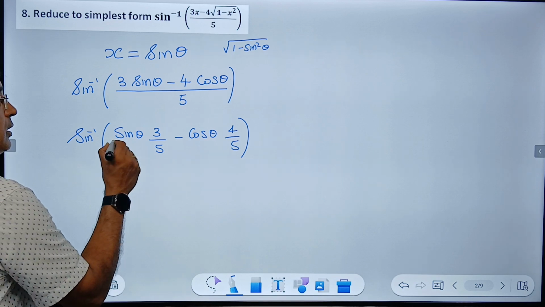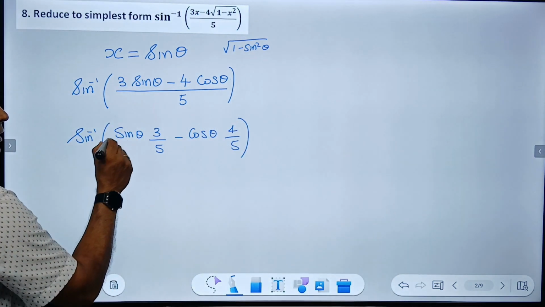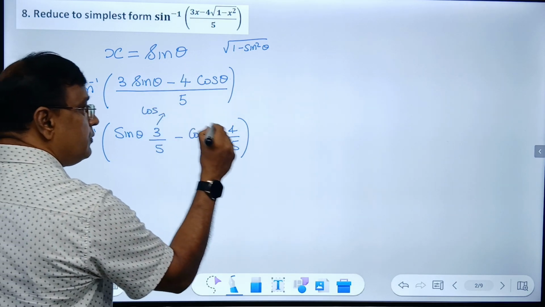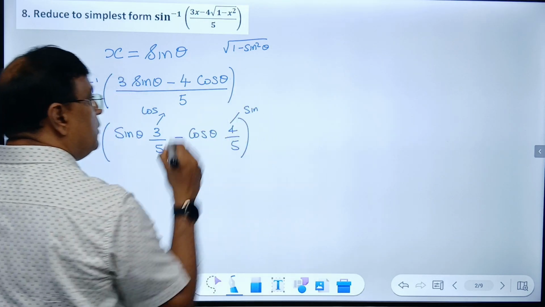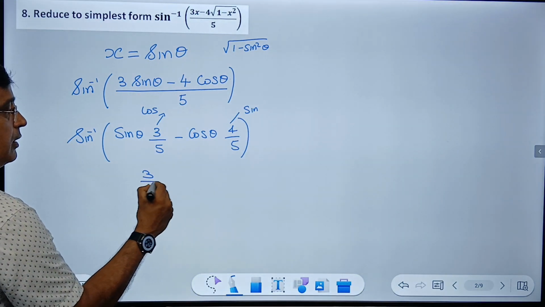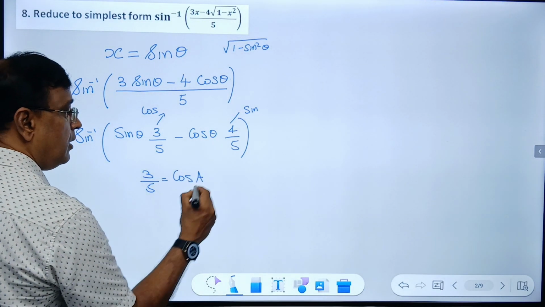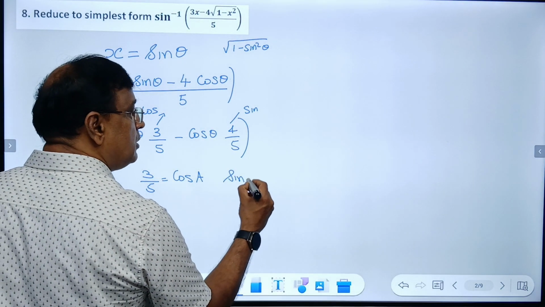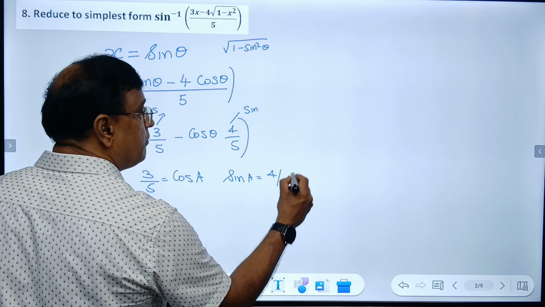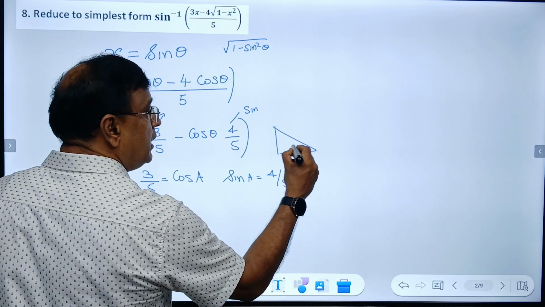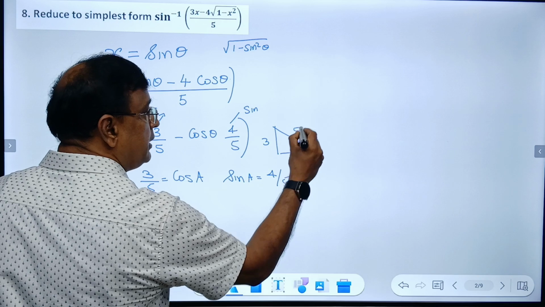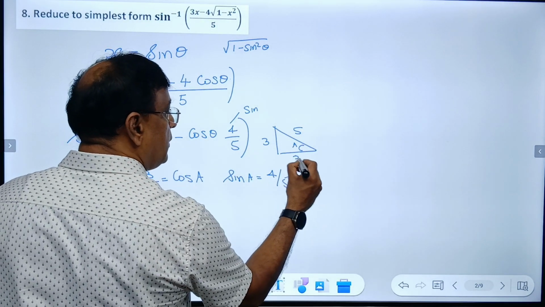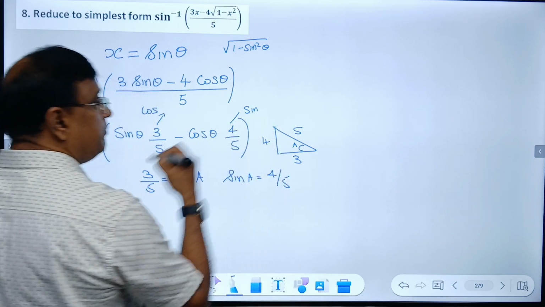Now I want to bring this in terms of sine. It's already sine here, but here it is cos. So this should be written in terms of cos, and this should be written in terms of sine. So I will take 3 by 5 as some new variable, cos A. Automatically, 3, 4, 5 are Pythagorean triplet. So sine A will be what? It will be 4 by 5. If you want, I can draw the triangle for you. This is A. By Pythagoras theorem, this is 4. So cos A is 3 by 5, and sine A will be 4 by 5.